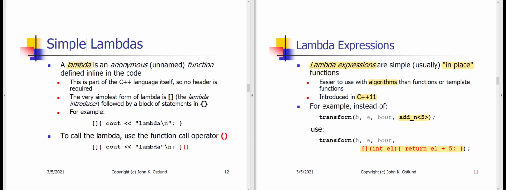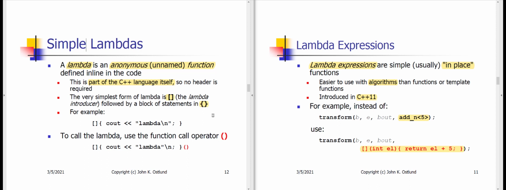So a lambda, or lambda expression, is an anonymous function that you just define in line in your code at the point where you would like to call this function. Now, a lambda is part of the language, so you don't need to have any header. You can just define a lambda and use it. To introduce a lambda, you type a pair of square brackets. This is literally called the Lambda Introducer. It tells the compiler that you're in the process of defining a lambda expression, that is, defining an in-place function definition. And you enclose one or more statements in curly braces, as you would do with an ordinary function.